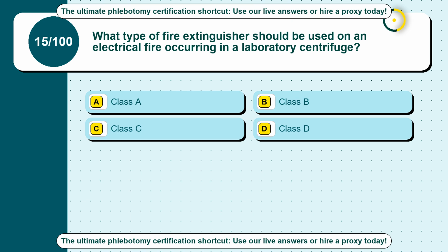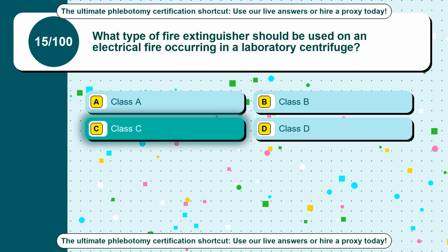Option A, Class A. Option B, Class B. Option C, Class C. Option D, Class D. The correct answer is option C, Class C.